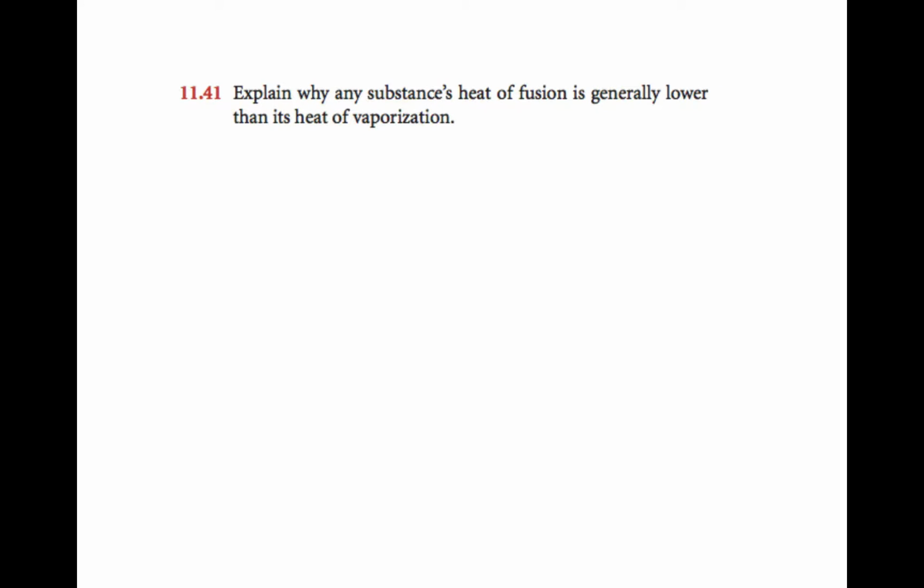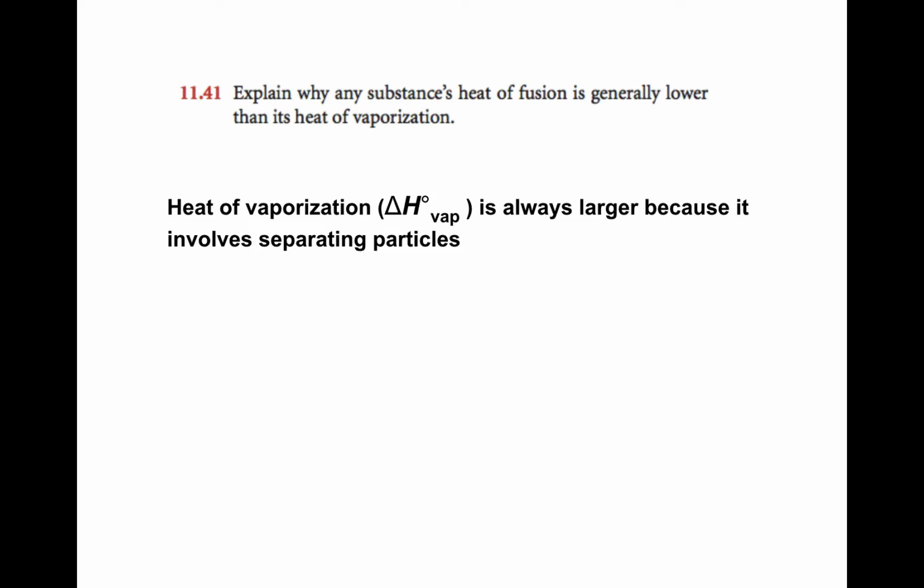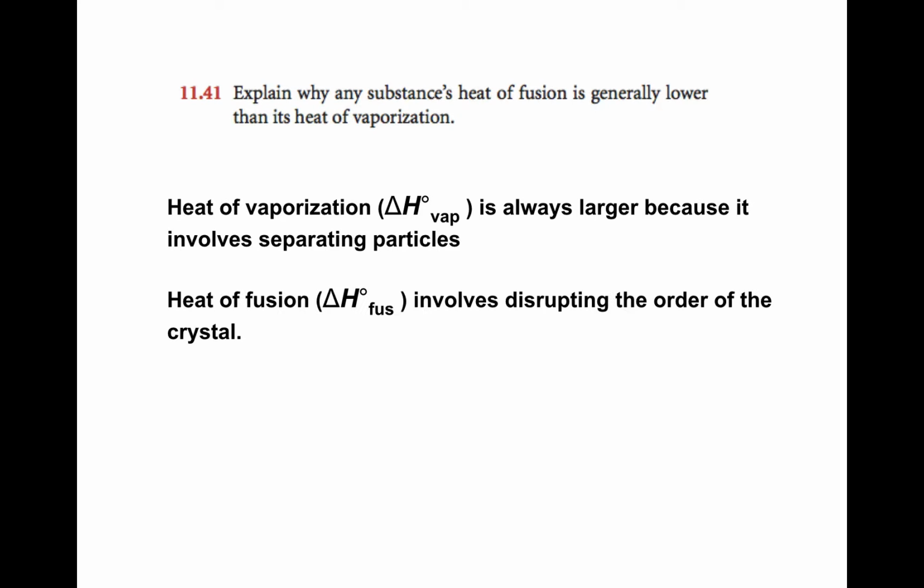All right, 41. Explain why any substance's heat of fusion is generally lower than its heat of vaporization. Heat of fusion is the heat required to melt something. Heat of vaporization is the heat required to vaporize something. When you're vaporizing something, you are pulling it apart, right? You're breaking the intermolecular attractions that hold the solid together. Whereas when you're melting something, you're just disrupting the crystal, right? You're rearranging the crystal. So heat of vaporization is always higher.